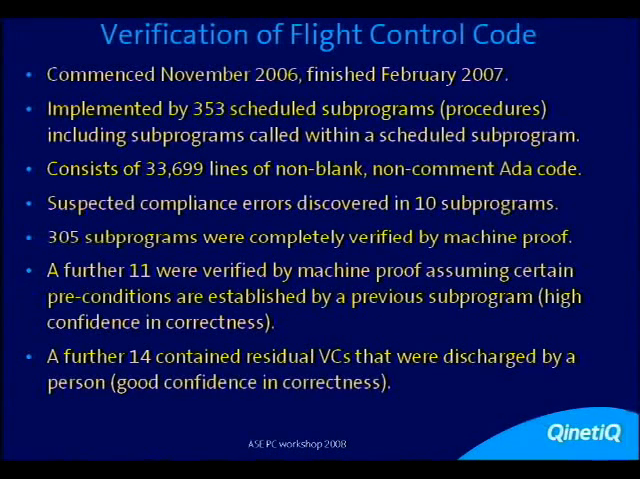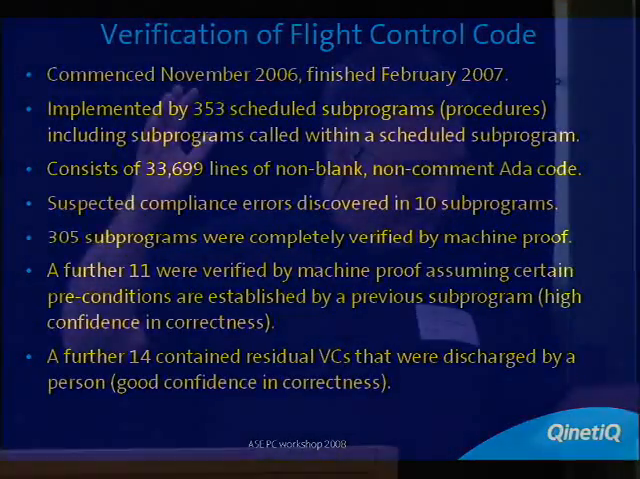Now that left a further 14 that contain residual verification conditions that were discharged by a person. So we had good confidence in correctness. And when I say verification condition, this is something which is huge and has been hugely simplified down to the point where a human can actually look at it and make an informal argument, if you like, a pen and paper sort of argument for why. And remember, this is a commercial activity we're doing, we haven't got endless resources or time. We've got to do it to a time and a budget, hence why we made some compromises.